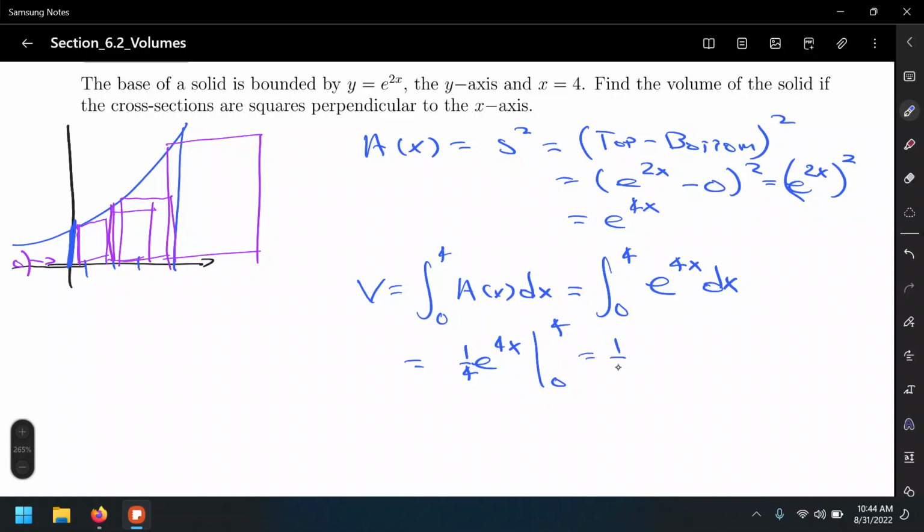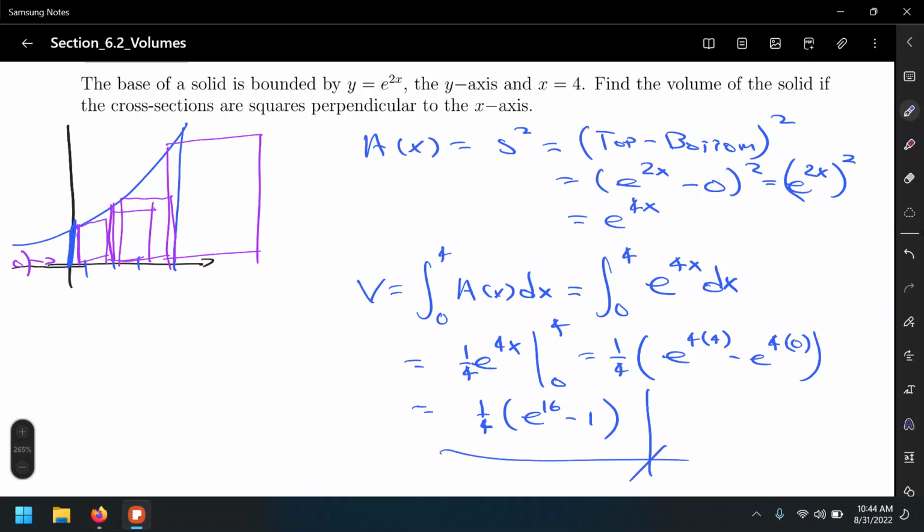And using the fundamental theorem of calculus, this is e to the 4 times 4 minus e to the 4 times 0, and this is 1/4 (e to the 16 minus 1), because e to the 4 times 0 is e to the 0, and e to the 0 is 1. Any number to the 0 is 1. And we can leave this as a final answer. All right.